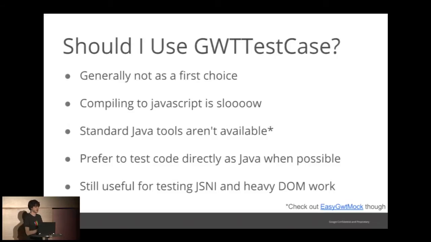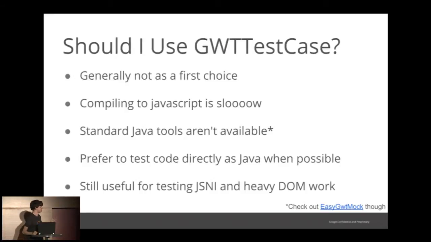So considering these downsides, when I'm writing these kinds of tests, I tend to try as much as possible to test my code directly as if it were Java code. Just writing normal JUnit tests, executing them directly, and not going through the GWT compilation steps at all.